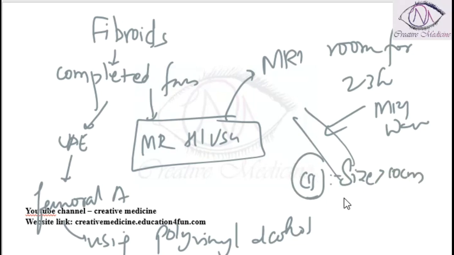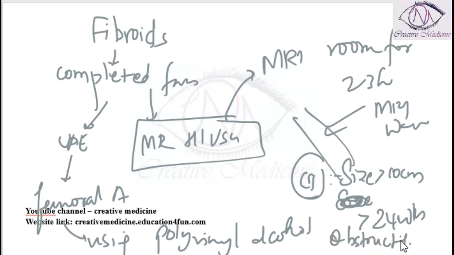and the size should be more than 24 weeks. It should have obstruction in the path of the rays. If there is any obstruction in the path of the rays, like bowel or foreign body, then it is contraindicated.